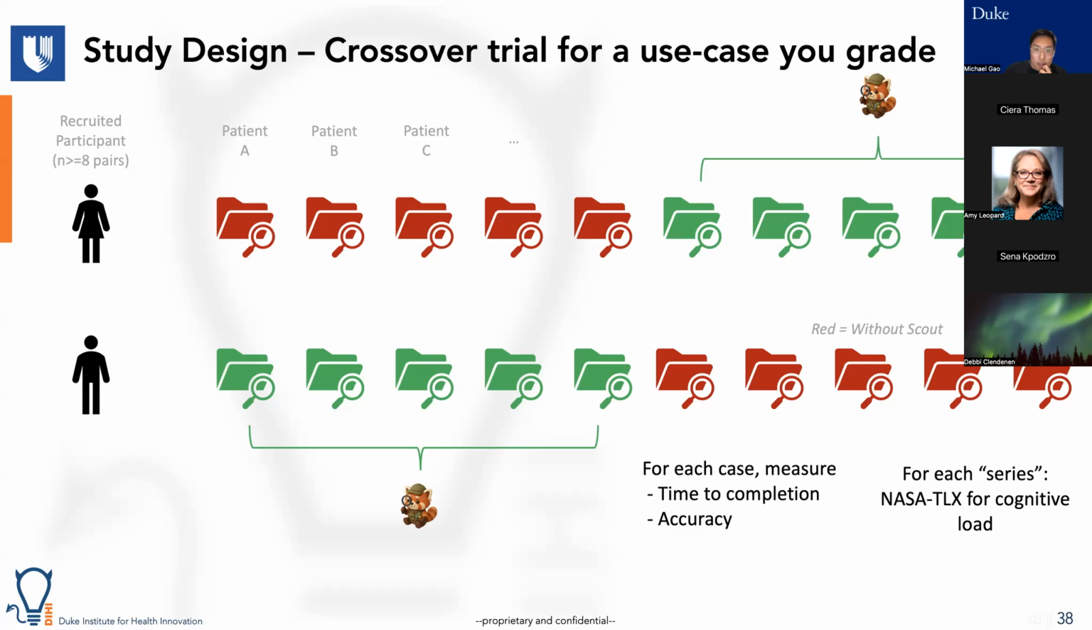And then we do a crossover trial where some people get access to the tool first, and then they don't get access later, and vice versa. And after each time they complete one of these structured tasks, we measure, for example, how long it took, their accuracy, and their cognitive load, and so on and so forth. So each participant completes many, many of these patient cases.